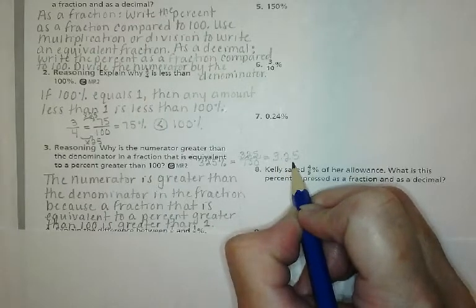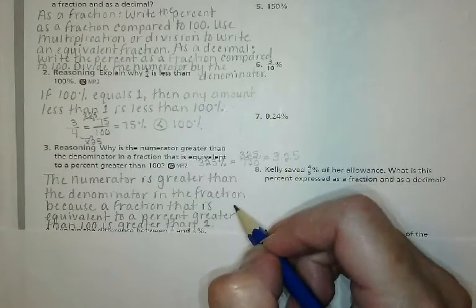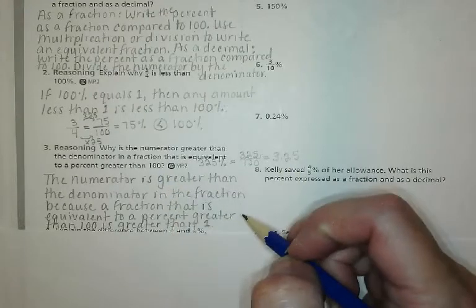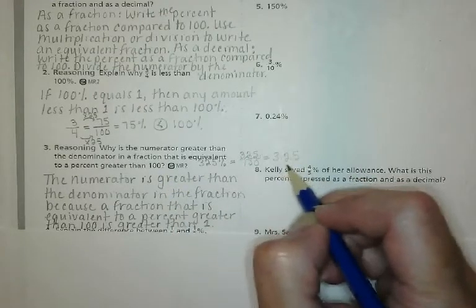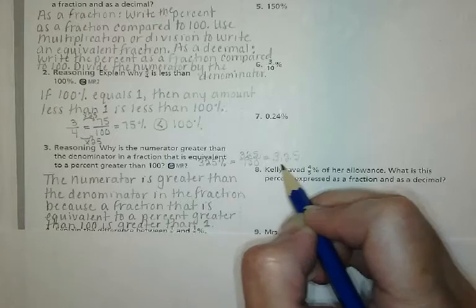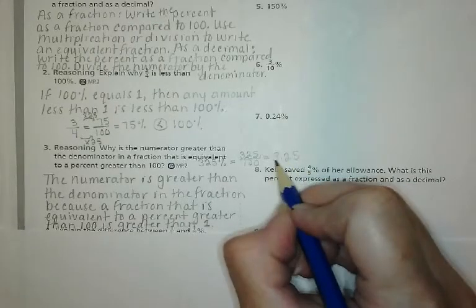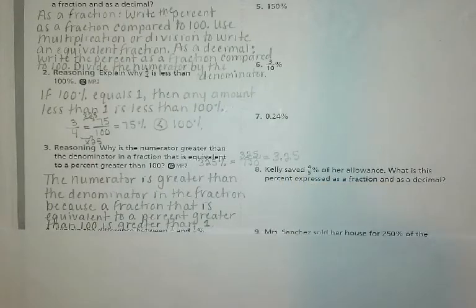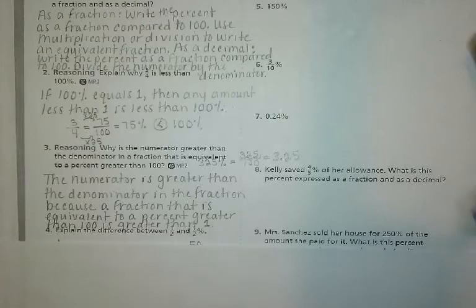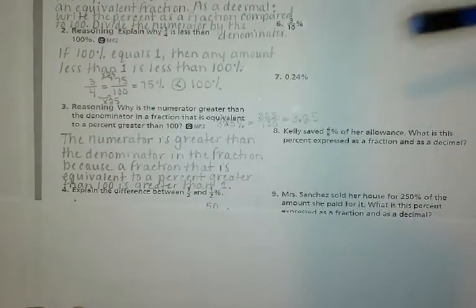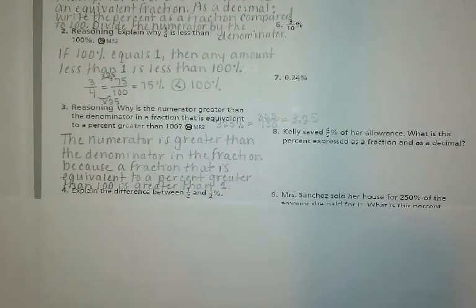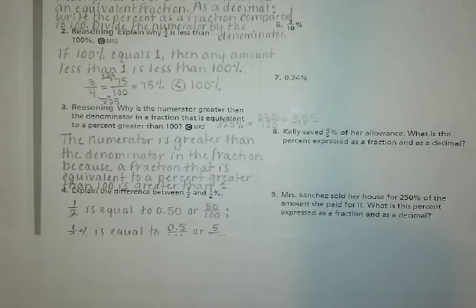Okay, so if you have a percent that's greater than 100, its equivalent decimal would be greater than 1, and 3.25, 3 and 1/4, is greater than 1. Okay, number 4. Explain the difference between 1/2 and 1/2%. Please write that information down.